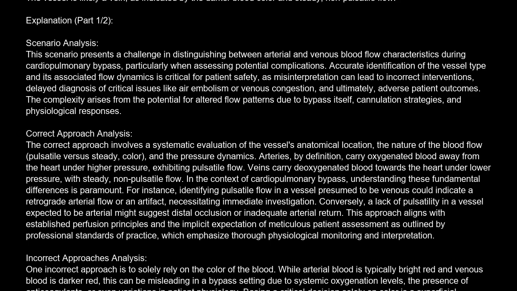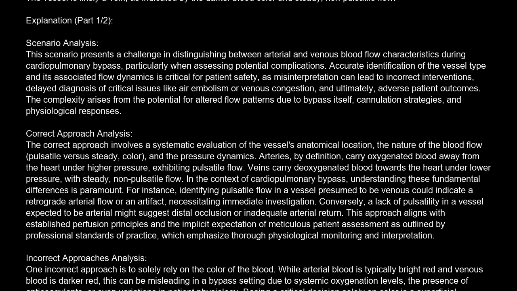Accurate identification of the vessel type and its associated flow dynamics is critical for patient safety, as misinterpretation can lead to incorrect interventions, delayed diagnosis of critical issues like air embolism or venous congestion, and ultimately, adverse patient outcomes. The complexity arises from the potential for altered flow patterns due to bypass itself, cannulation strategies, and physiological responses.